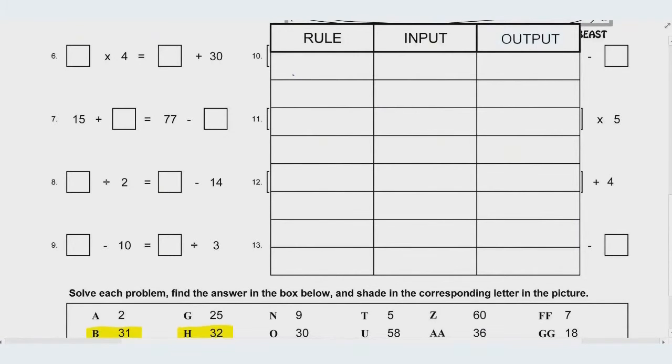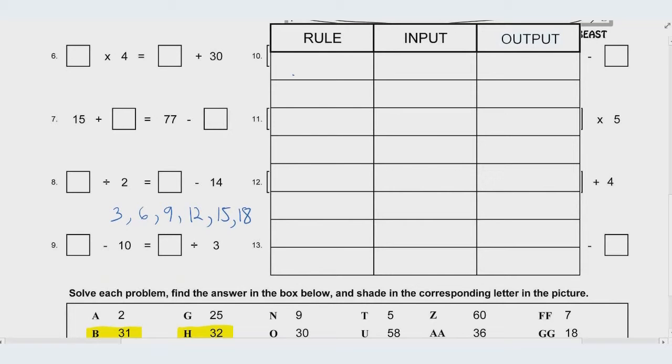9 says an empty box minus 10 equals something divided by 3. Well, my math brain's thinking, and I know the answer has to be a multiple of 3, like 3, 6, 9, 12, 15, 18. And I know that because if I put anything else in here, let's say 10, 10 divided by 3 will give me another decimal. It doesn't go in perfectly. So it has to be a multiple of 3.